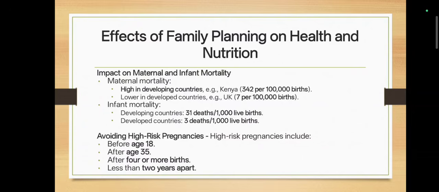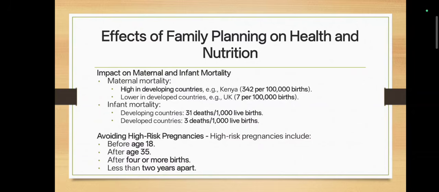Effects of family planning on health and nutrition. Family planning has a profound effect on health and nutrition. It reduces maternal and infant mortality. For example, maternal mortality is 342 per 1 lakh births in Kenya compared to just 7 in the UK. Infant mortality is 31 per 1000 in developing countries versus 3 in developed nations.